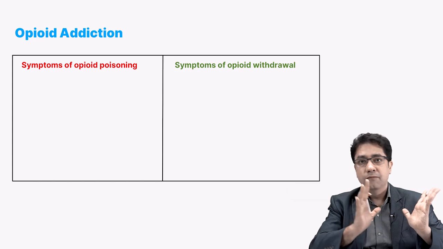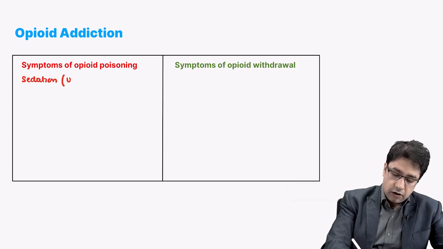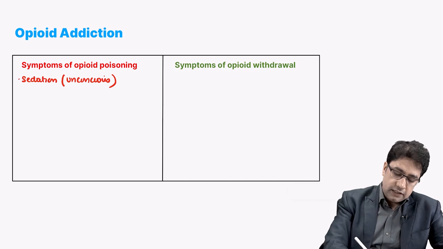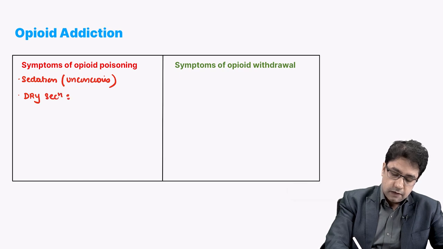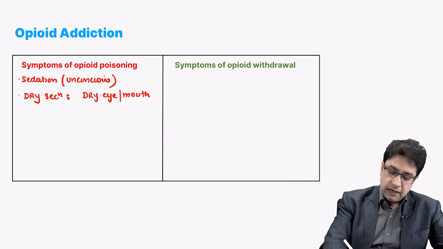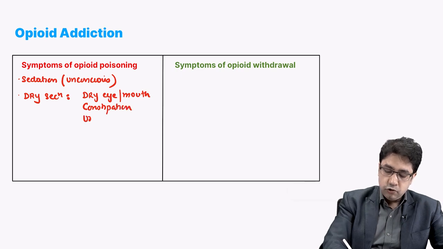Remember the sacrum no gap mnemonic we have discussed. The patient will be sedated. Sedation means the patient will be sleeping or unconscious. Then all the secretions of the body are reduced, so dry secretions. The patient will have dry eyes, dry mouth. Agreed? The patient will have constipation instead of diarrhea, and urinary retention. So all the secretions are reduced.